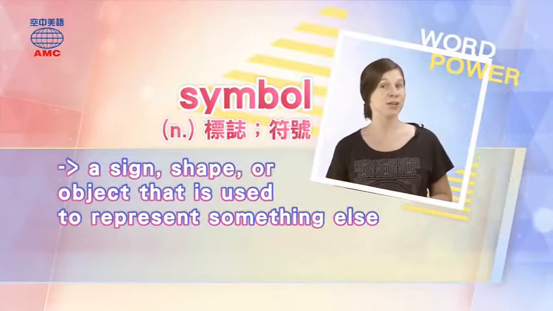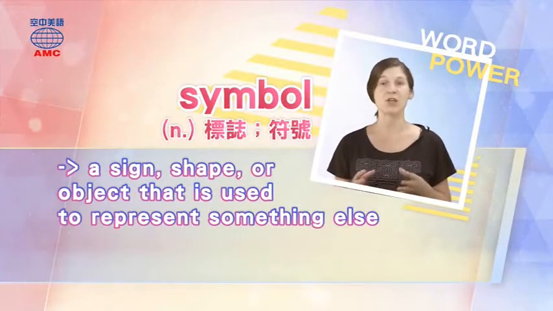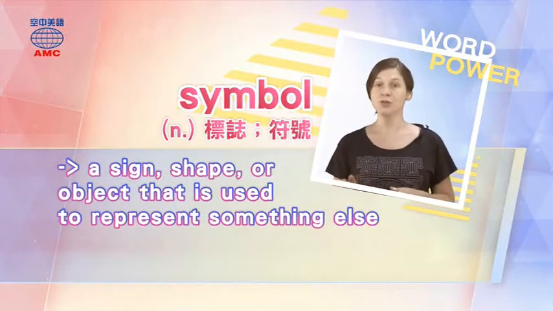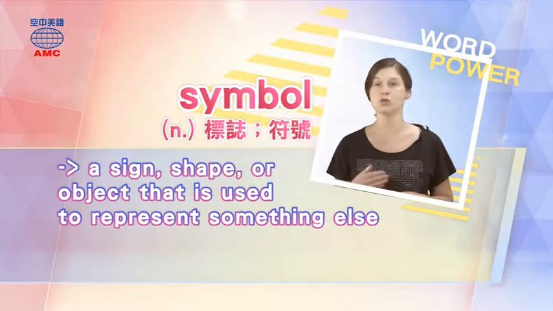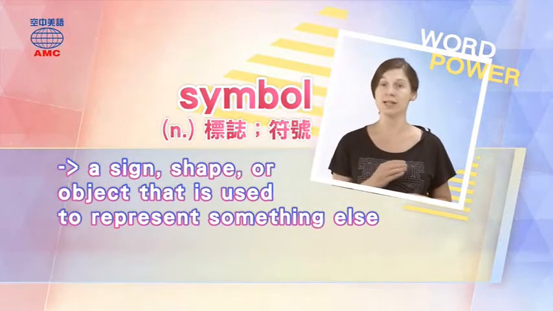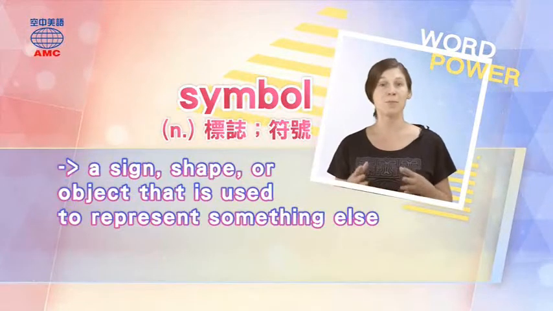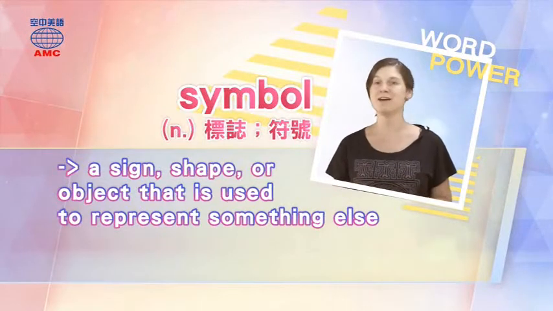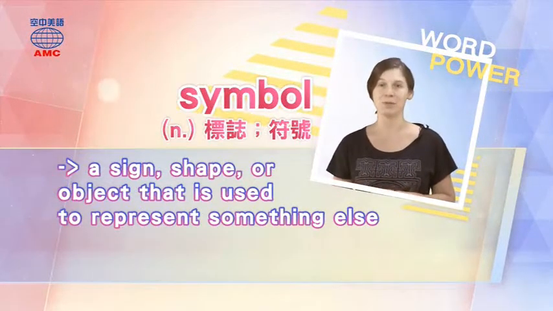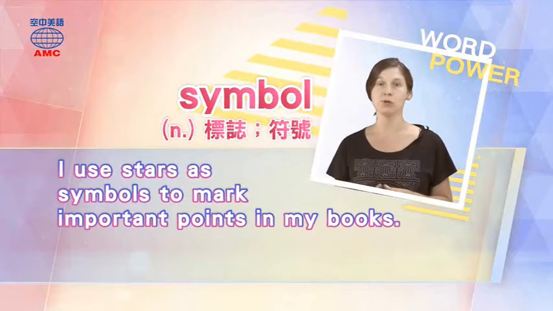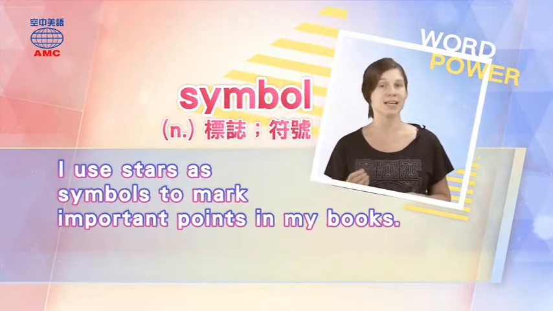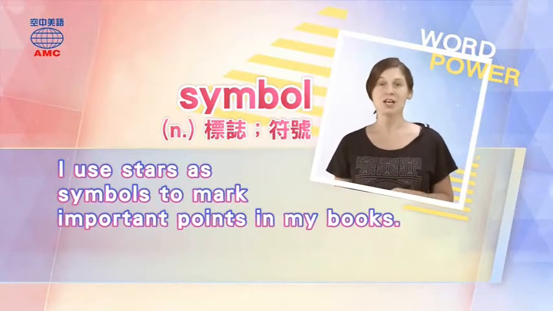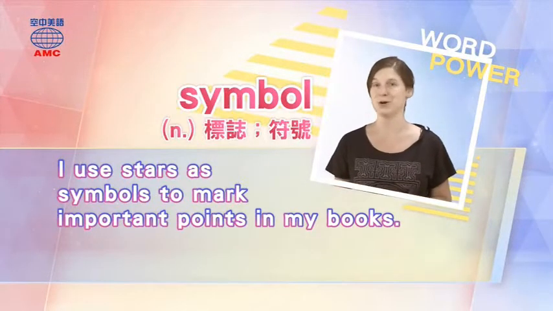A symbol is a picture or a shape that means something else. For example, if you see a picture of a woman on a door, you know that this is a door to a bathroom and only women can go inside. Another example is a big yellow M. When you see that big yellow M, you might know you're at a McDonald's. Here's another example. I use stars as symbols to mark important points in my books. One more time. I use stars as symbols to mark important points in my books.